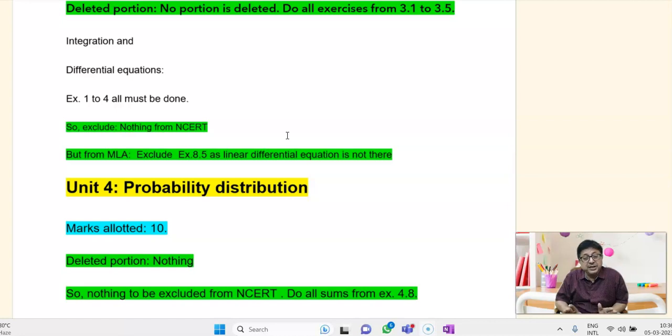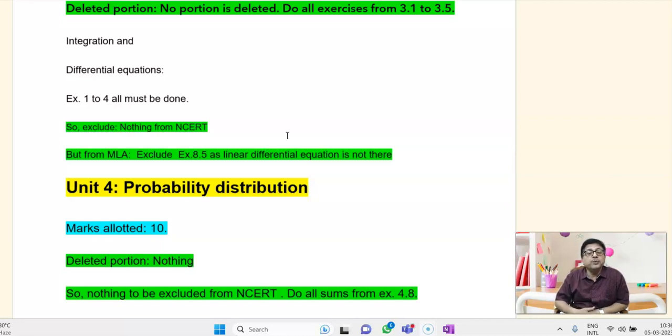Okay, so nothing is excluded from there except in differential equation, one topic which is known as linear differential equation. Why do I tell you to follow the NCERT book? This will help you because there is no linear differential equation chapter given in NCERT. So don't practice from there.